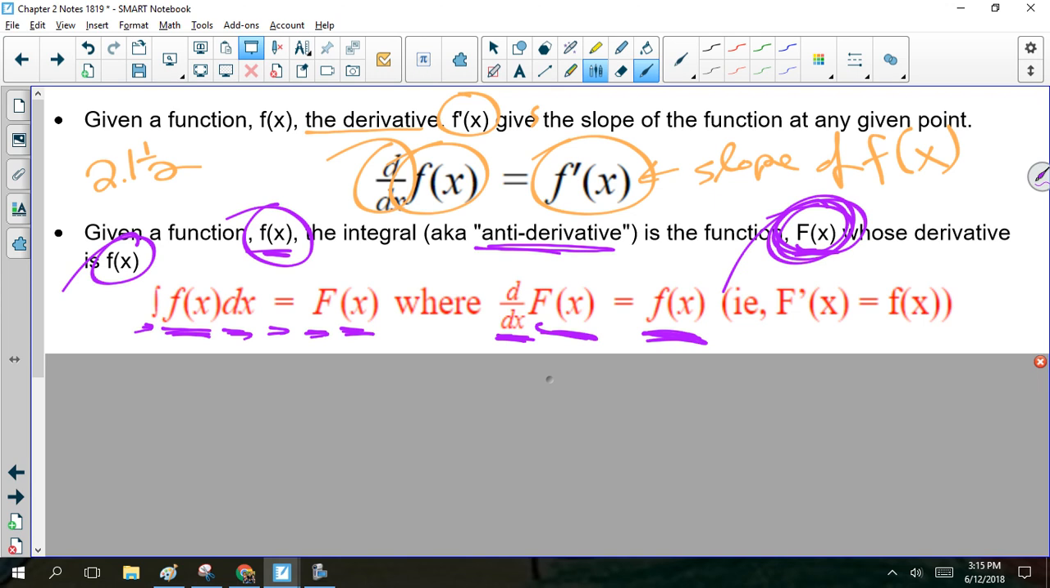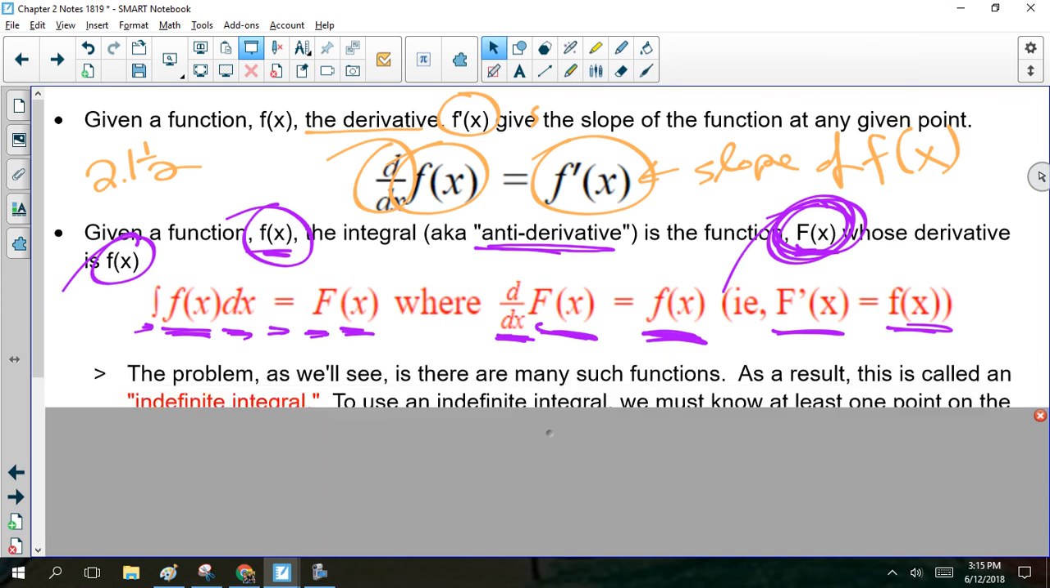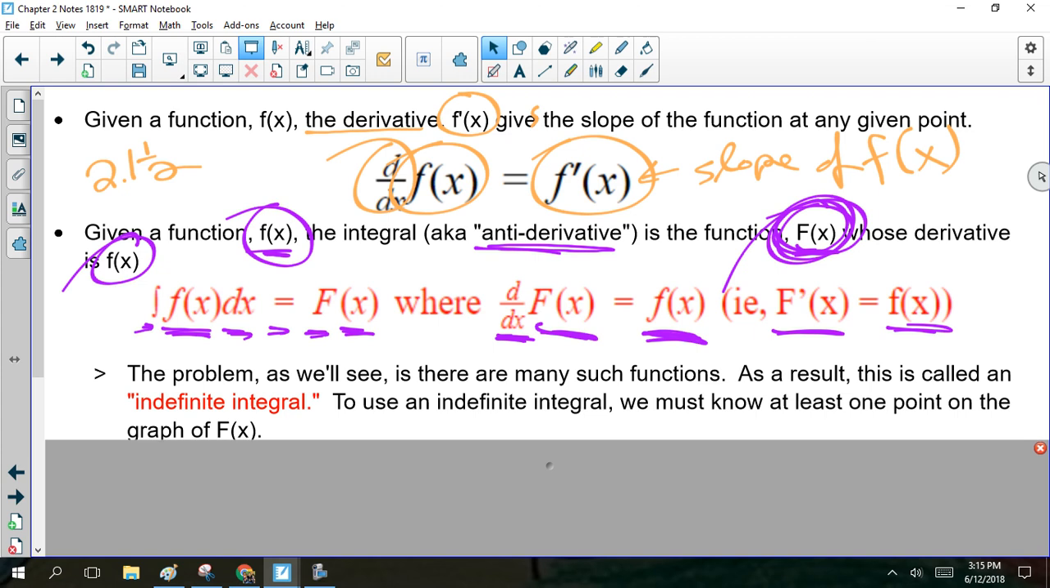So our goal is we want the derivative of capital F of x to equal our original little f of x, okay? The problem, like I said, and I'll show you this here in an example, is that there are a bunch of solutions. Doing it this way, just taking a straight integral, is what's called an indefinite integral. It's indefinite because we haven't figured out exactly what the answer is. We've just narrowed it down to infinitely many solutions.